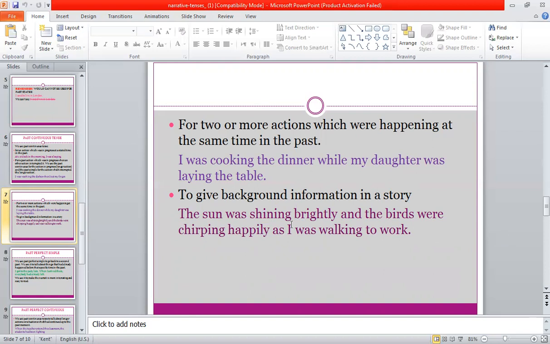What else? The usage of past continuous to give background information in a story. So when we tell a story, to describe the scene or to give background for the place before starting the story itself, at the beginning of the story, we use past continuous. Like that: the sun was shining brightly and the birds were chirping happily, and I was walking to work. So I describe the scene of the story that I'm going to tell.